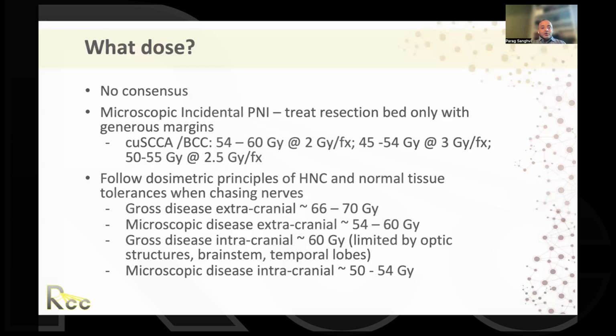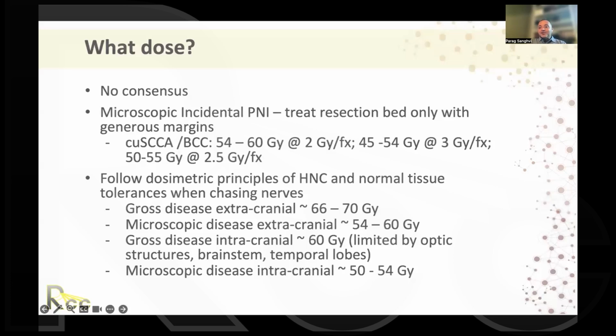Now, if you're going to treat nerve pathways, this is where the principles of head and neck radiation really come in. For patients that have extracranial gross disease, you're going to use radiation doses of 66 to 70 gray, like you would for any mucosal head and neck cancer. For any microscopic nerve paths that you're chasing extracranially, from skin to the skull base, radiation doses of 54 to 60 gray.